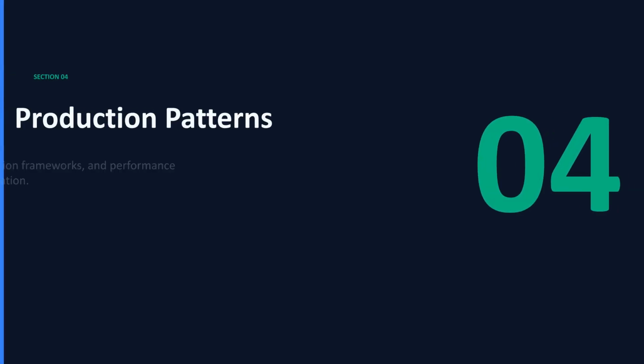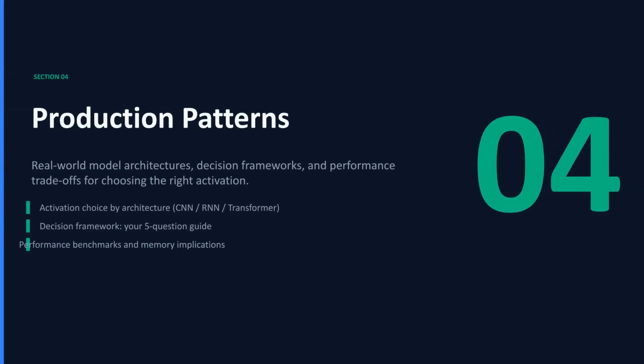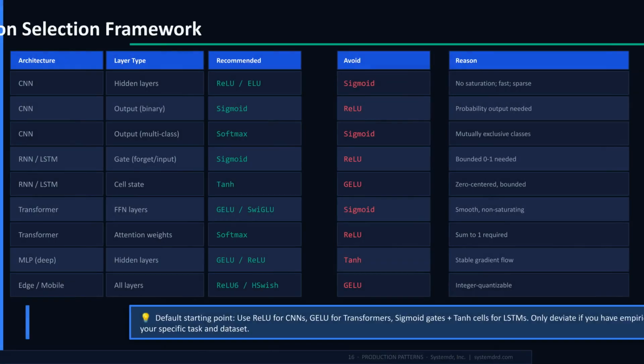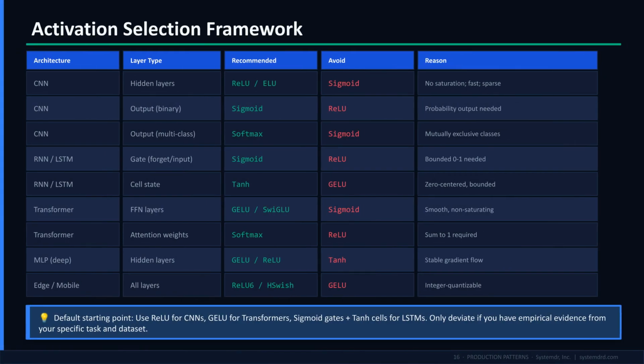The final section covers production patterns, guiding you through a decision framework based on model architecture, performance trade-offs, and real-world strategies used in models like ResNet and GPT-4. This framework offers guidance based on architecture. Use ReLU for CNN hidden layers and GELU for transformers. Sigmoid and Tanh are reserved for specific uses in RNNs and model outputs. The default starting point uses ReLU or GELU, with Sigmoid and Tanh for specific cases, only deviating with empirical evidence.